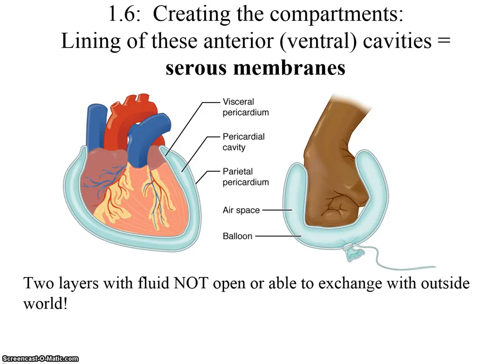Okay, so in the last video we were talking about all the different cavities and how we find these in the axial division of the body, and they basically contain and help to separate all of the vital organs. Well, we have to go a step further.